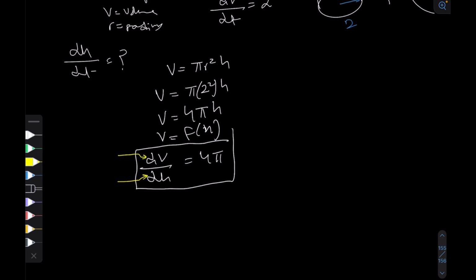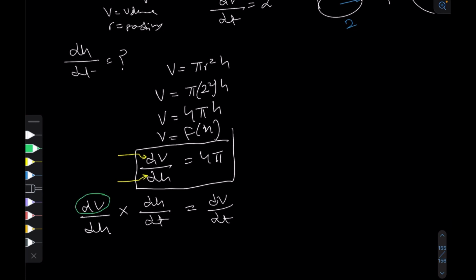Why did I do this? So essentially, let's write these over here: dv/dh, dv/dt and dh/dt. Okay, so what you would realize is that when I multiply these two, this is equal to this, right? So the change in volume in terms of h multiplied with the change in h in terms of t would give you dv/dt, right? And this corresponds with our explanation of chain rule, why this would be true, right?